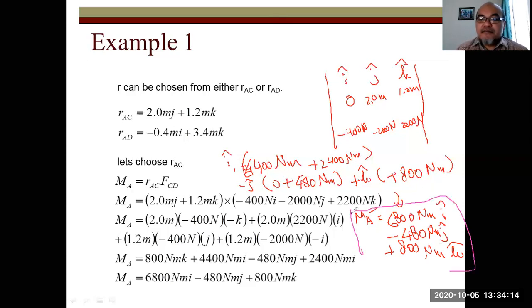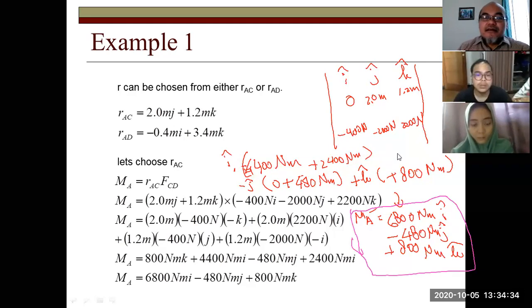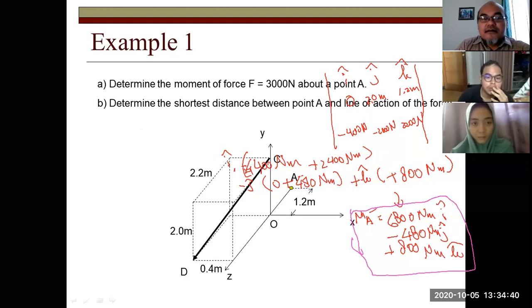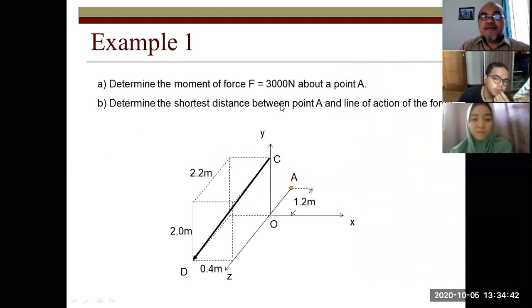Basically, it's the same way, only the result shown here in the slide uses more algebraic notation. In this case, I use determinant notation, but they are basically the same. Okay, let's go further. This next question comes after determining the moment due to the 3,000 Newton force about point A. The next question states: determine the shortest distance between point A and the line of action of the force.